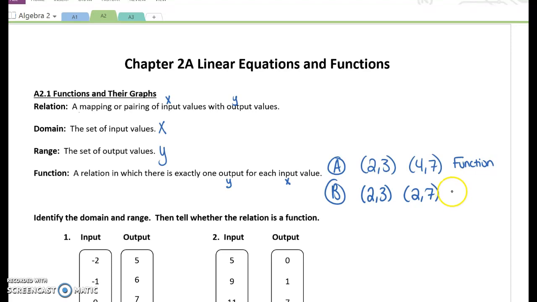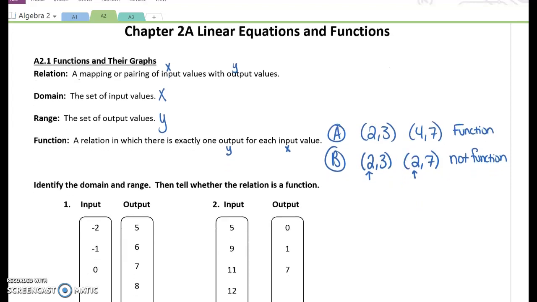The relation B is not a function because the x value 2 has two potential y values. It has the y value of 3, it also has the y value of 7. So the key here is if you have a repeated x value, an x value that's used more than once, it is not a function.